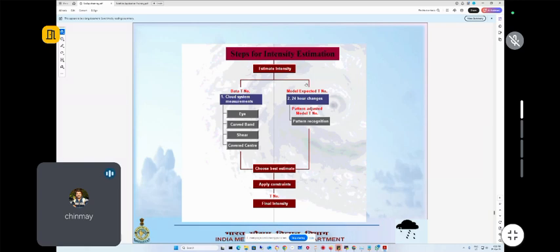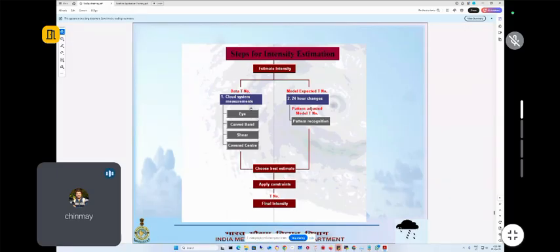Then what you do is go for pattern adjusted T number. There are some rules to choose whatever is the best estimate.